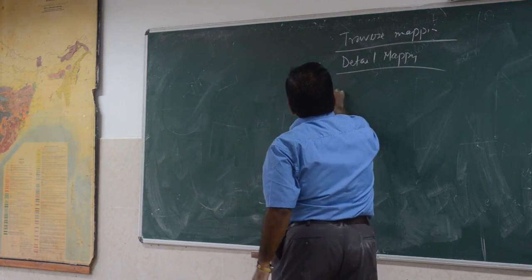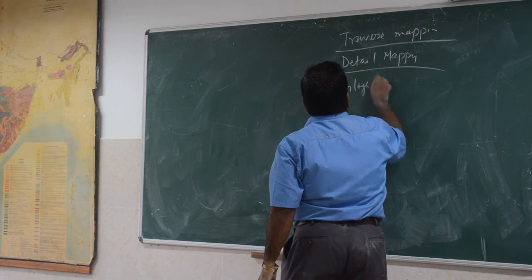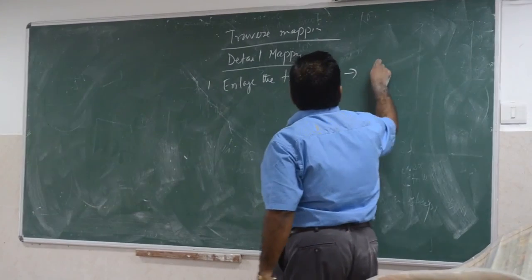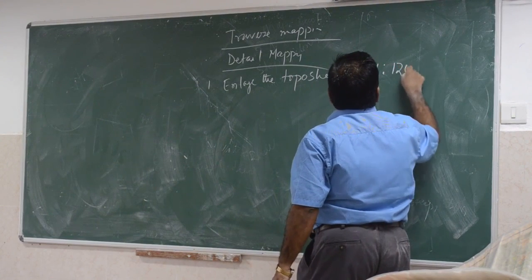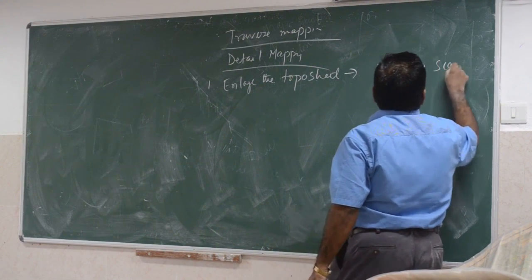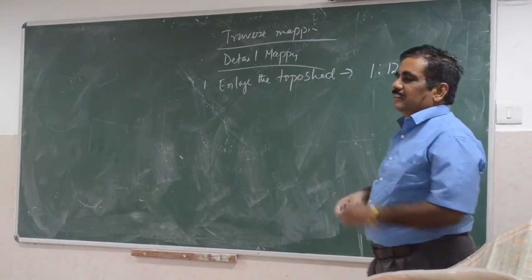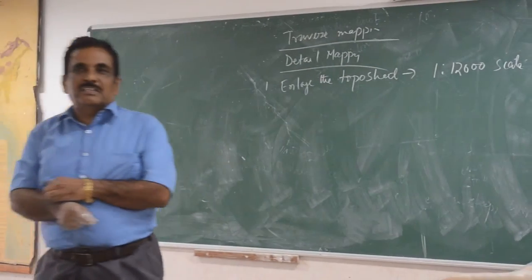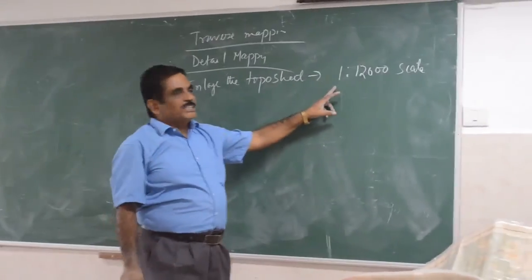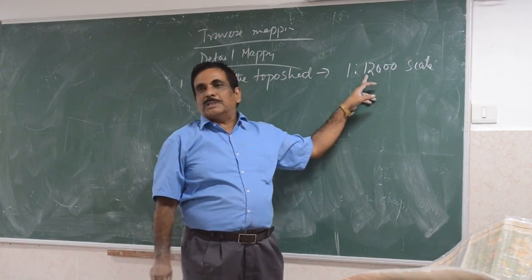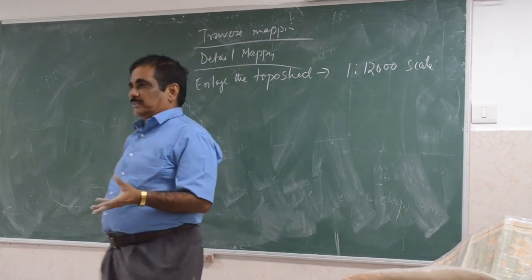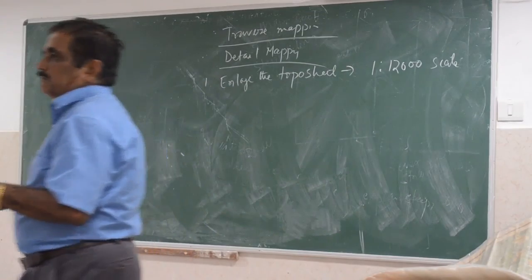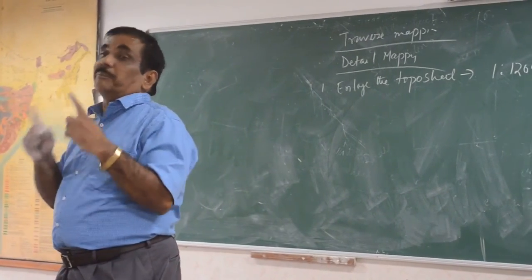First thing is, enlarge it. Composite to what scale? Generally, 1:2. So how many times am I enlarging? Nearly 4 times. Initially it was 50,000. Now it has become 12,000. So I am enlarging 4 times. So you can put it in a Xerox machine, give your ratio and show a particular area where you are going to put detail mapping.